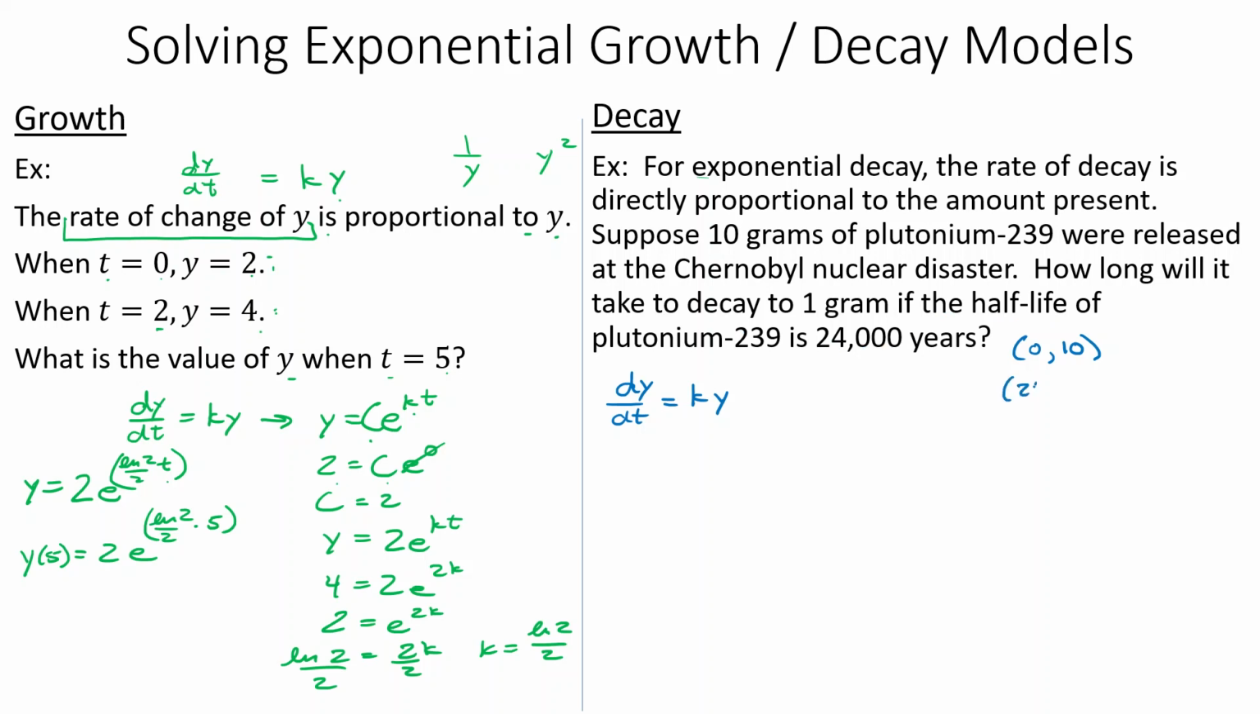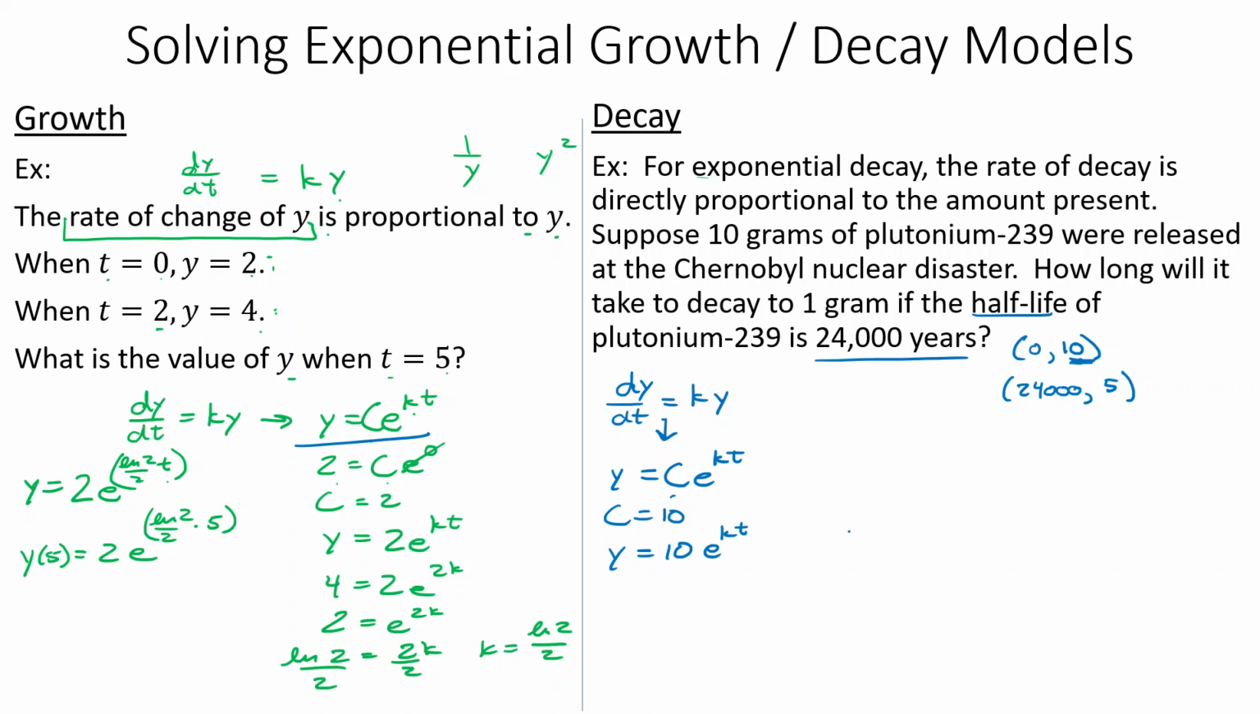That means in 24,000 more years, we'll have half of what we started with. Half of 10 is 5. That's what the half-life means. So there's our 2 points. We do need 2 points. So this equation gives us basically that y equals ce to the kt. We know our c. If we plug in 0, we're going to get c equals 10. So we get y equals 10e to the kt.